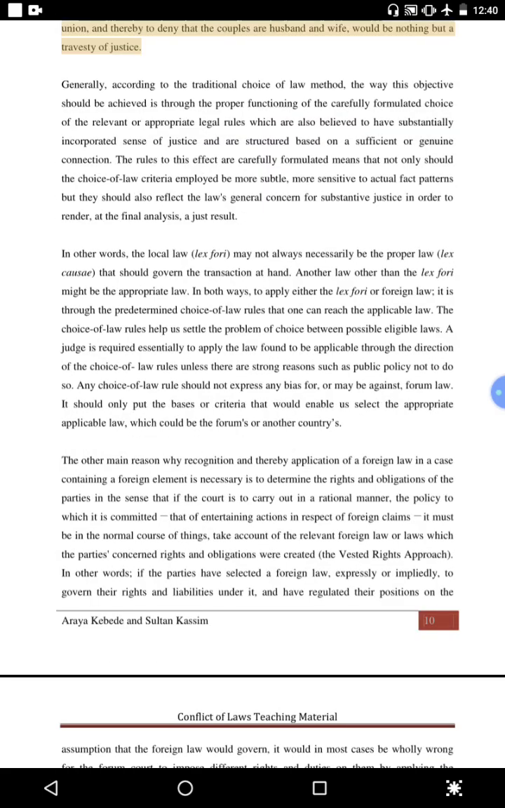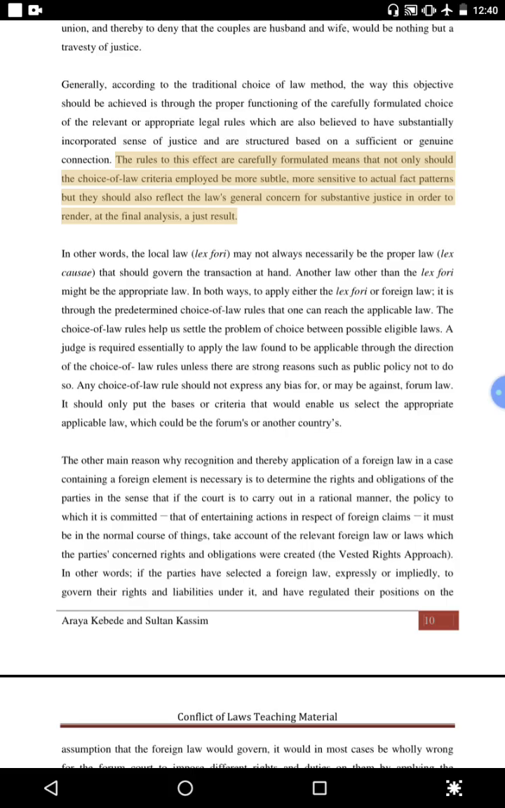Generally, according to the traditional choice of law method, the way this objective should be achieved is through the proper functioning of the carefully formulated choice of the relevant or appropriate legal rules, which are also believed to have substantially incorporated a sense of justice and are structured based on a sufficient or genuine connection.